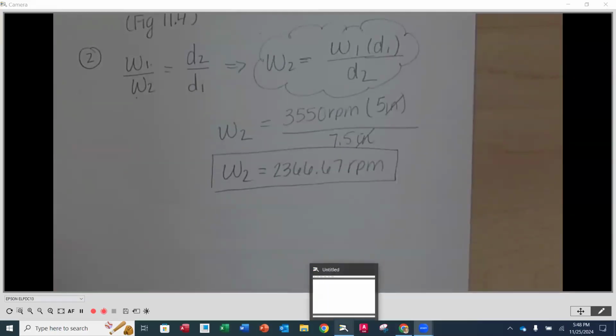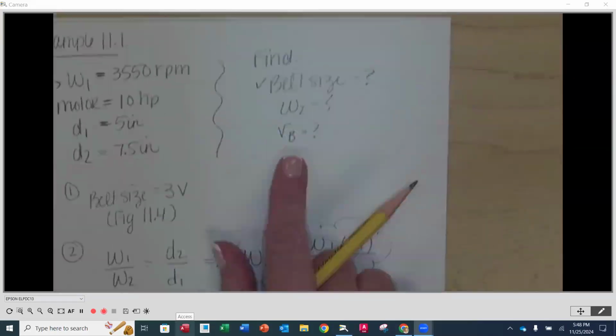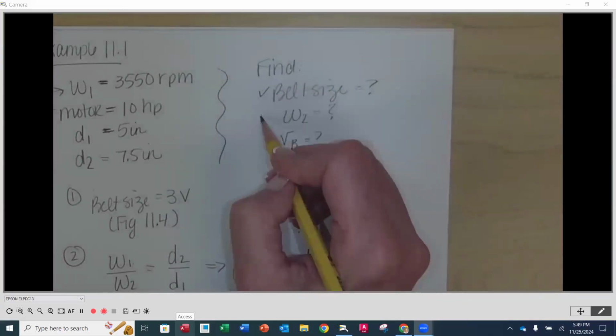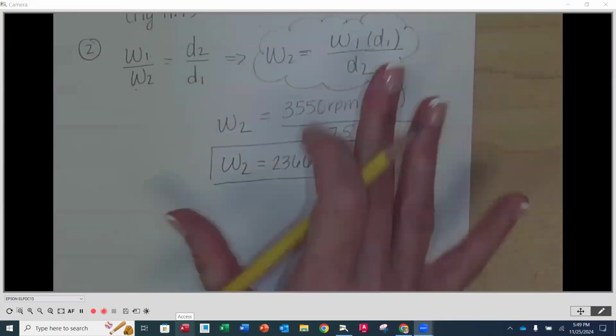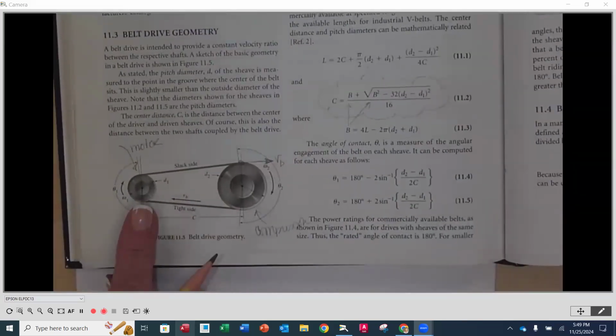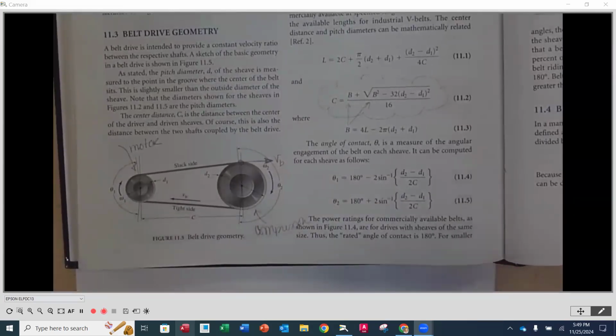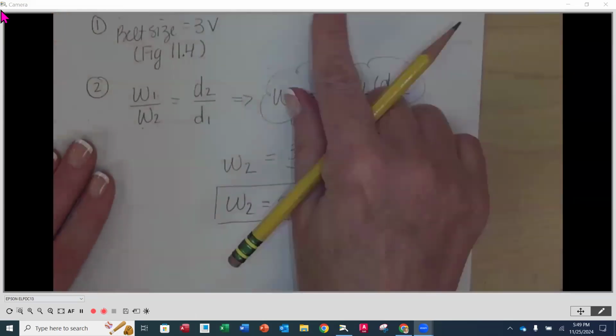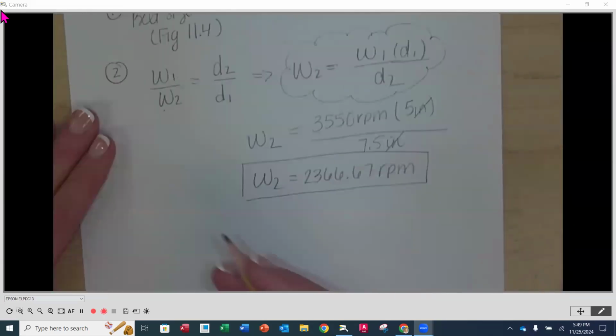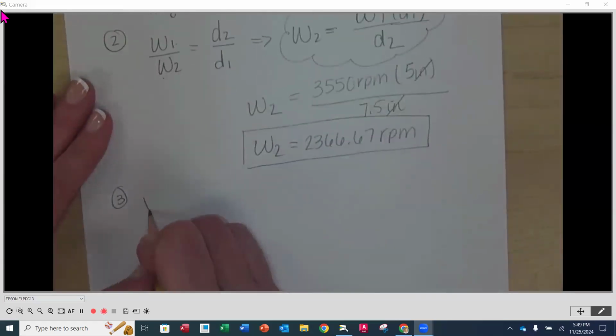All right. And then the last part, we need to find the belt speed, right? So we got W2 here. Now we need to find the belt speed. Whether we are using the driver side or the driven side, it's going to be the same. And we always want to try to use information that is the least calculated, meaning if we can use original information, that's what we want to use. So if we look at belt speed here, we want to find VB. That's going to be our part 3 here.